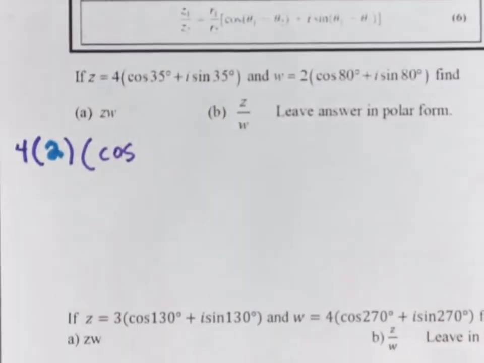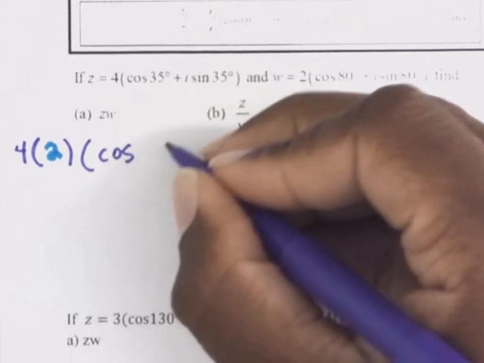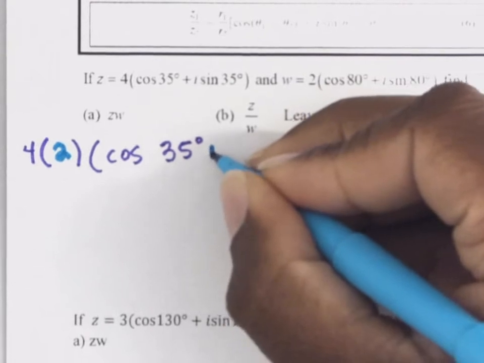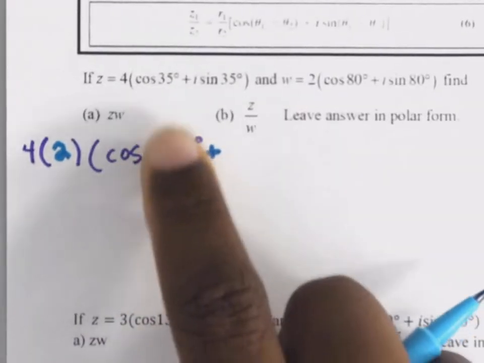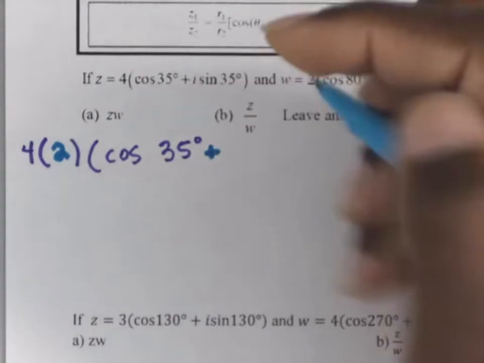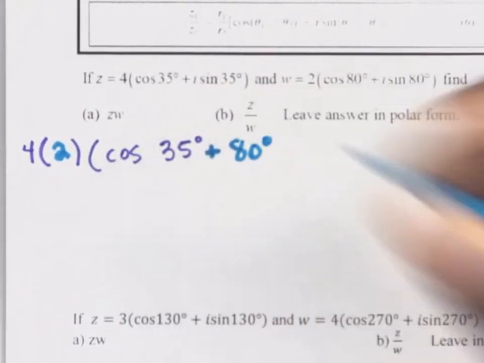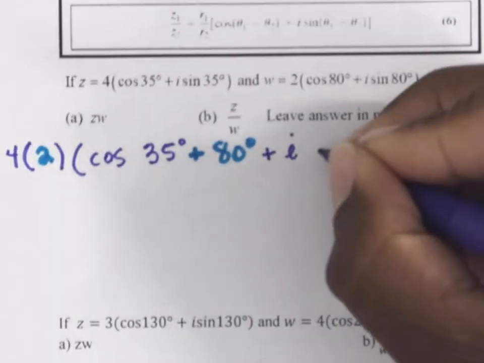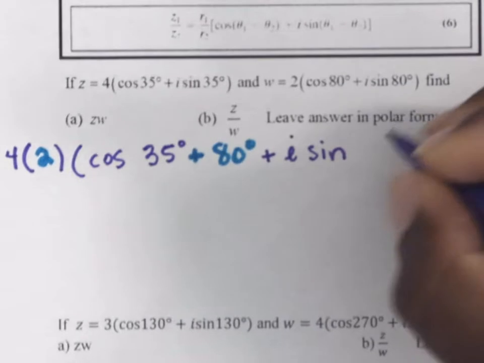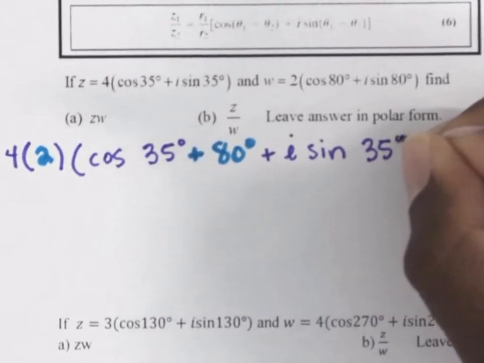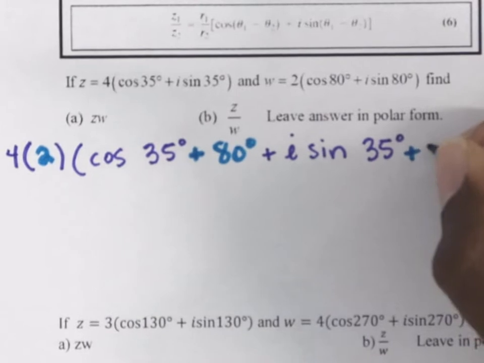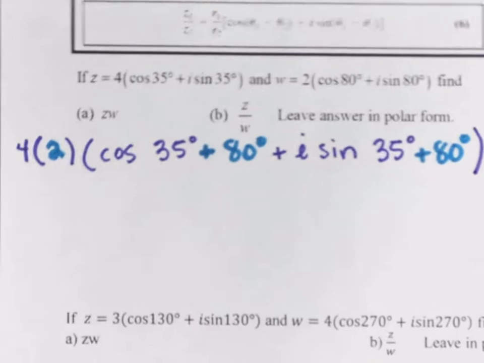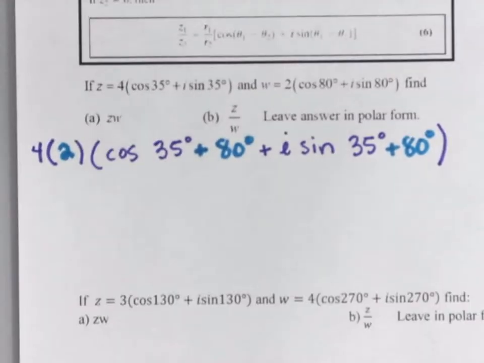And I'll take the two angles. When we multiply, we add the two angles. So I've got 35 plus 80, 115. Yep, it's going to come out to be 115. You can go ahead and write that if you want. I'll take the angle from z and add it to the angle from w. I'll do the same thing for sine. Don't forget your imaginary unit. Sine of the first angle plus the second one. And then you just simplify this. What's 4 times 2? 8.